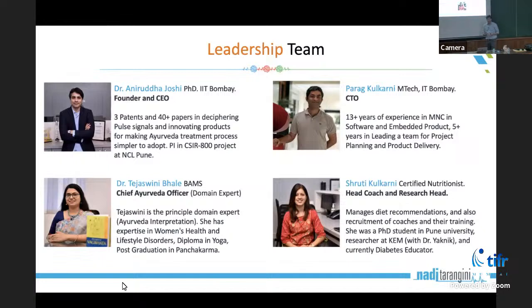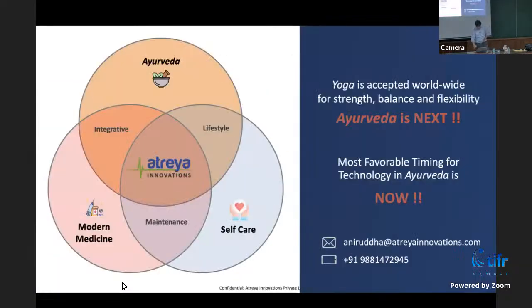So we are a 25 people small team in Pune. Parag is my co-founder from IIT Bombay. We were friends there, and he comes from the MNC background with respect to embedded and so on. Tejaswini and Shruti are my core domain experts from Ayurveda, from nutrition, from research angle. And that's all. Just to conclude, we have exported yoga.